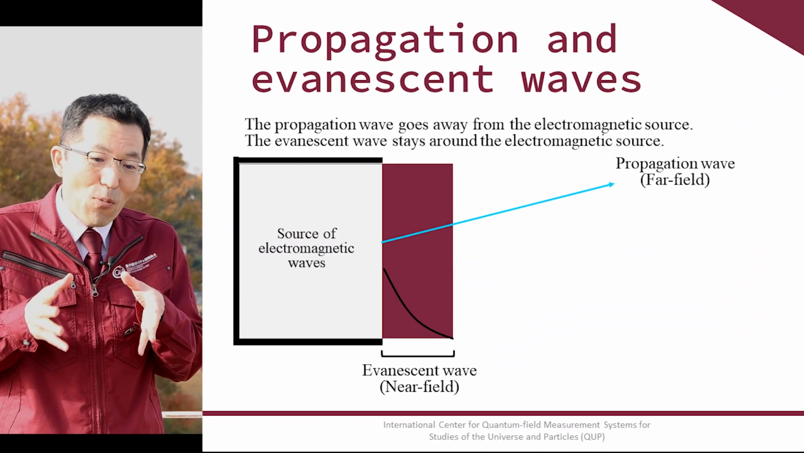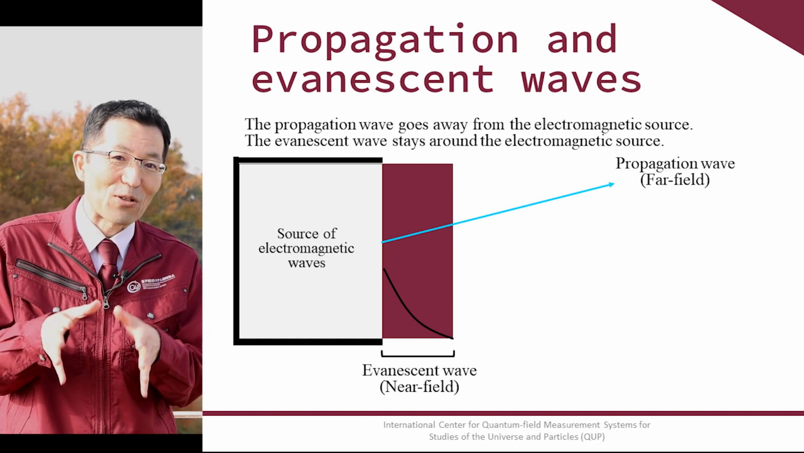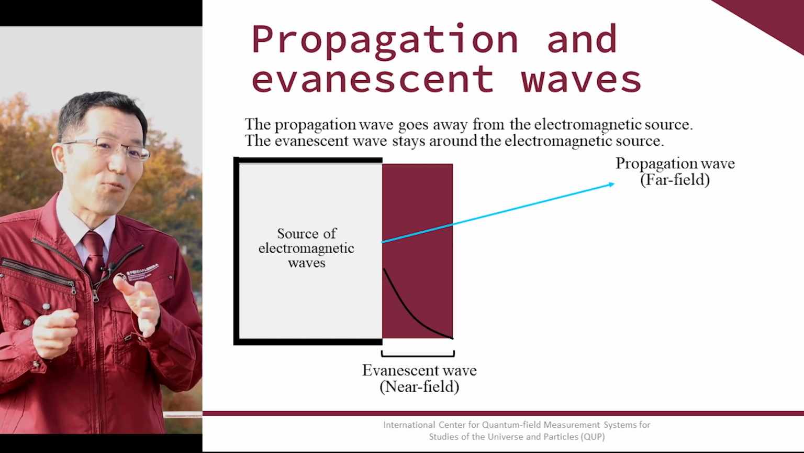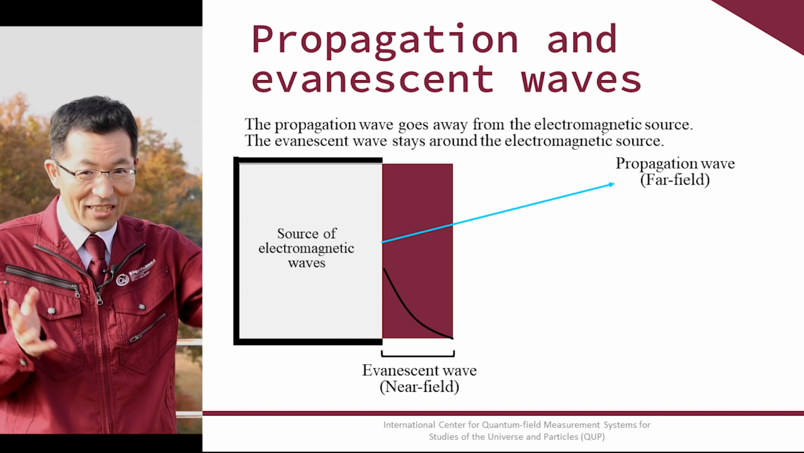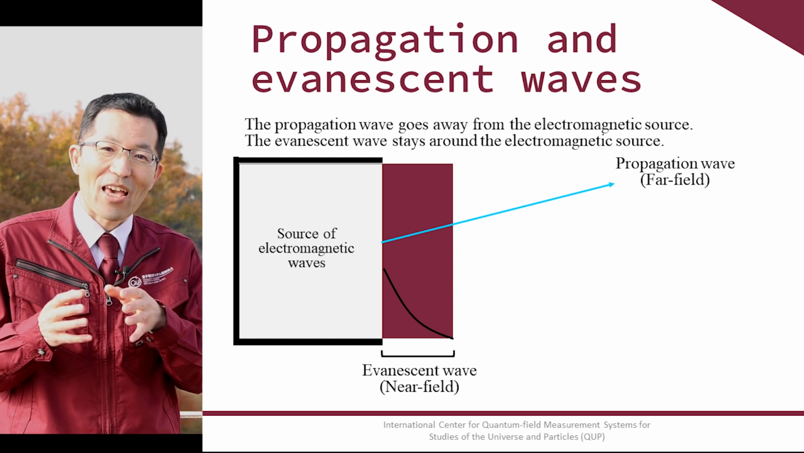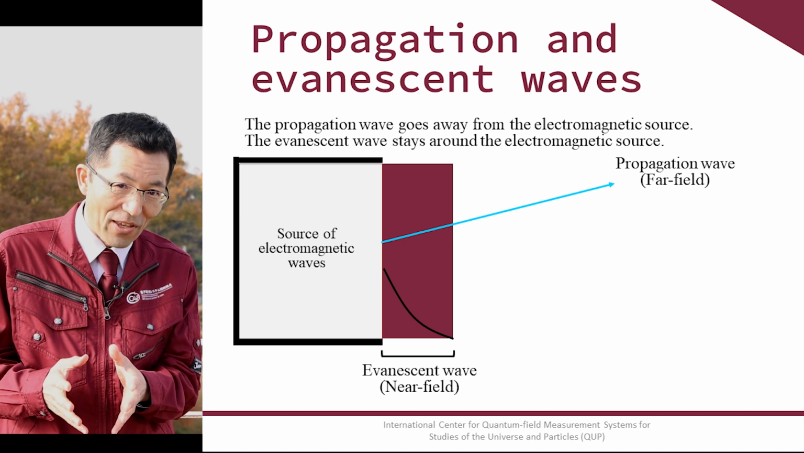Hi everyone, in this video I'd like to show propagation waves and evanescent waves. Suppose the source of electromagnetic waves, waves emitted at the surface of the source. The propagation wave goes away and it is called far field, and sunlight is one example. On the other hand, the evanescent wave stays around the source. It is called near field.